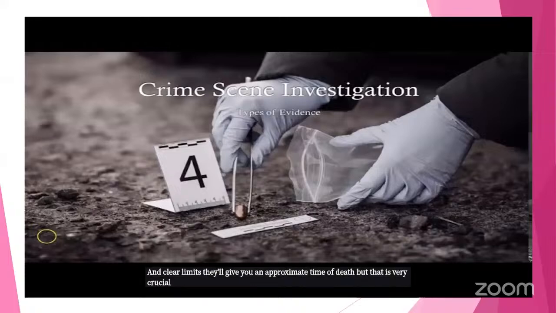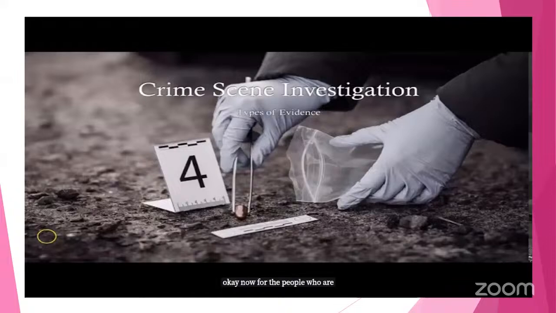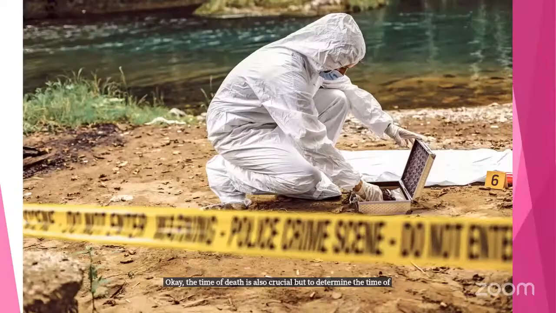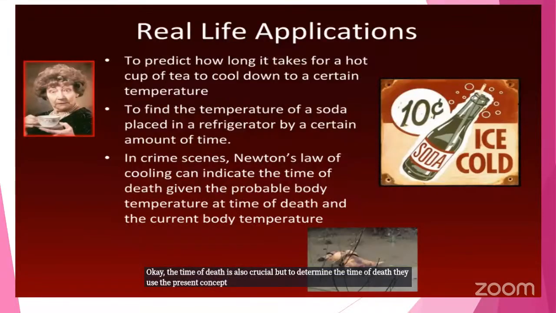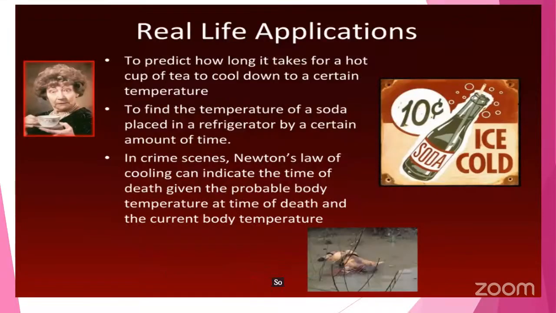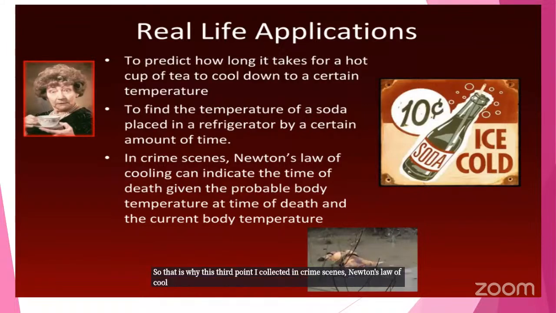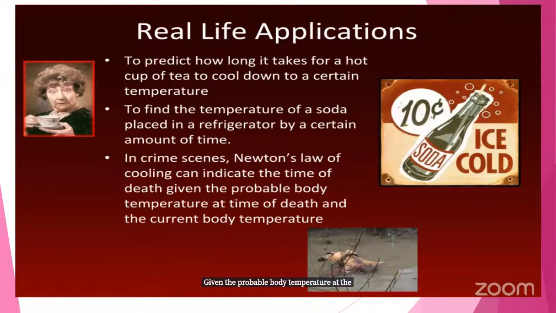Now, for the people who are going to investigate this crime, along with the blood sample and fingerprints, the time of death is also crucial. But to determine the time of death, they use the present concept, Newton's law of cooling. That is why I collected this third point: in crime scenes, Newton's law of cooling can indicate the time of death, given the probable body temperature at the time of death and the current body temperature.